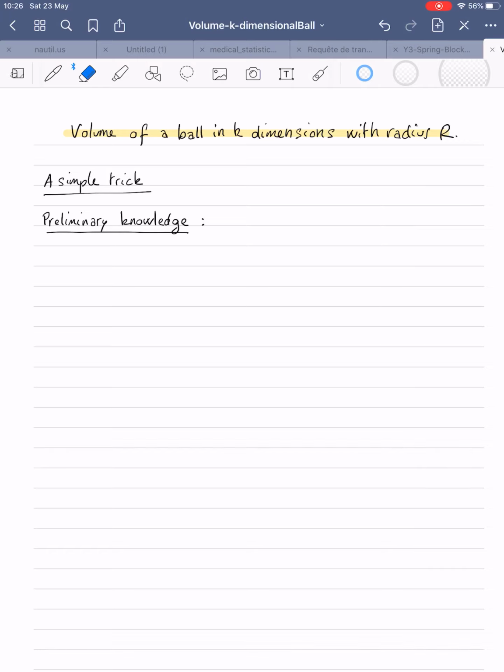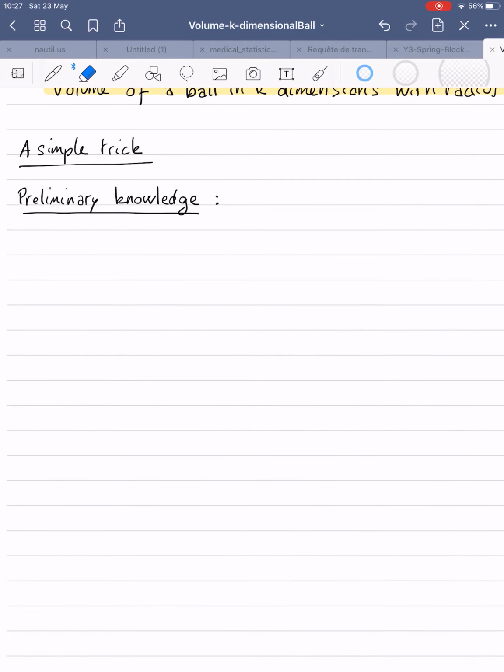I just want to mention there is another strategy which is based on recurrence relations. You can find a relation between the volume in k dimensions and in k minus 1 dimensions, and with this recurrence relation you can get some kind of equation and solve it, and in the end this all goes well. But in this case I'm not going to rely on such things. I'm going to rely on two things mostly.